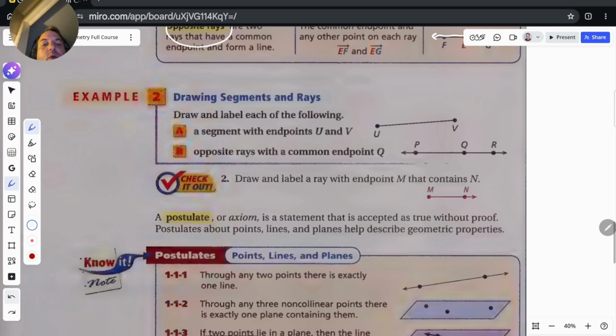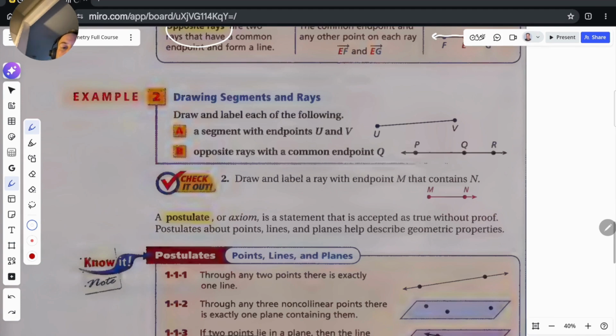All right, let's go to our check it out problem here. Draw and label a ray with endpoint M that contains N. So we draw our dot and label it M. This is the endpoint, and then we draw a second dot to the right and label that N. Then draw a straight line starting at M going through N with the arrow at the end. All right, so we put the arrow on the far end there because it's going in that direction. And we want to show that the ray keeps going on forever in this direction. That's what the arrow is for. And that's how we get that ray.